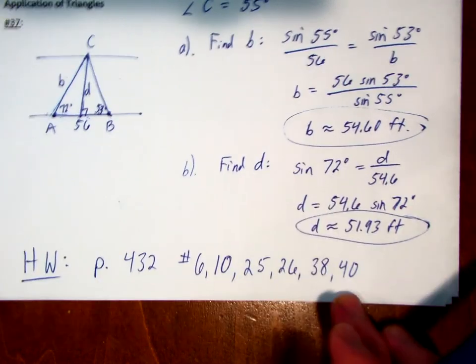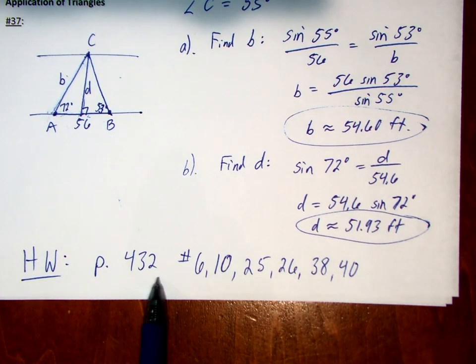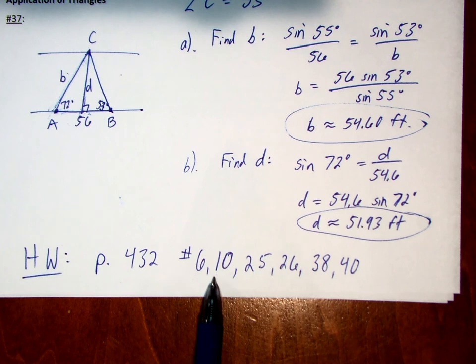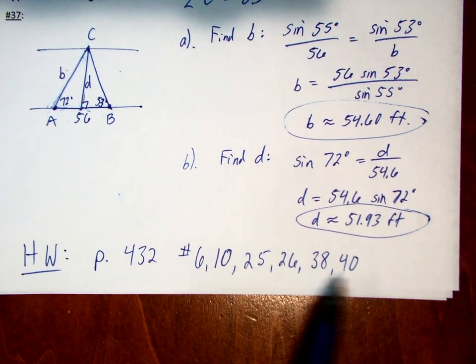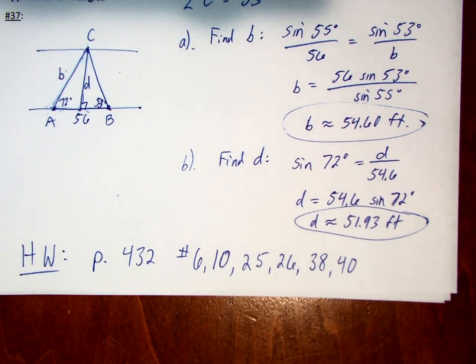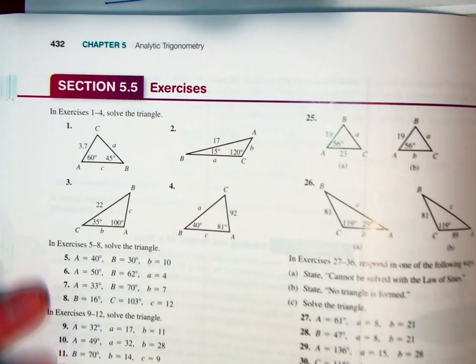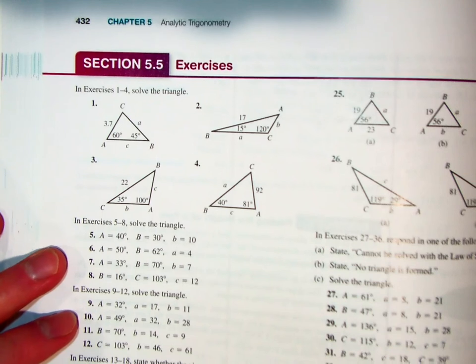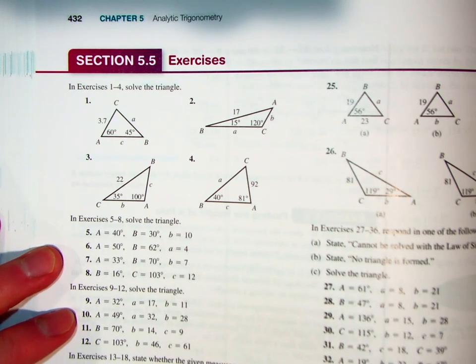So here's what I want you to do for homework from your textbook on page 432. Number 6, 10, 25, 26, 38, and 40, okay? Now, not too many, because with these problems, as you can see, once you do a couple of them, you hopefully have the hang of it, okay? So let me walk you through here in your textbook what to do. For 432, numbers 6 and 10, they give you information, solve the triangle, just like the first two examples we did.